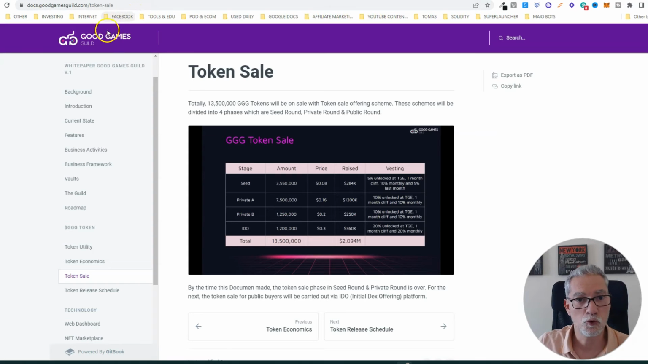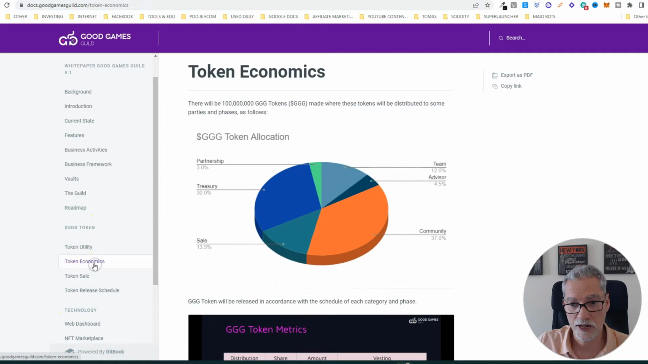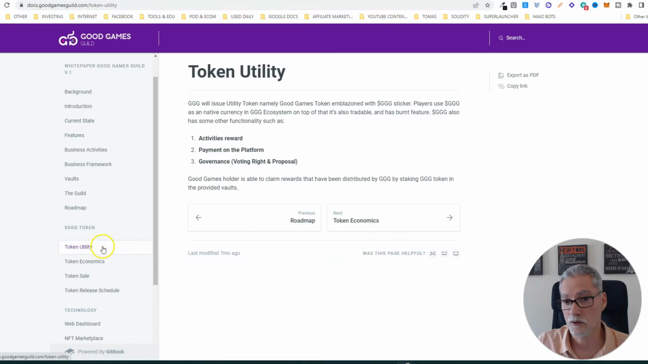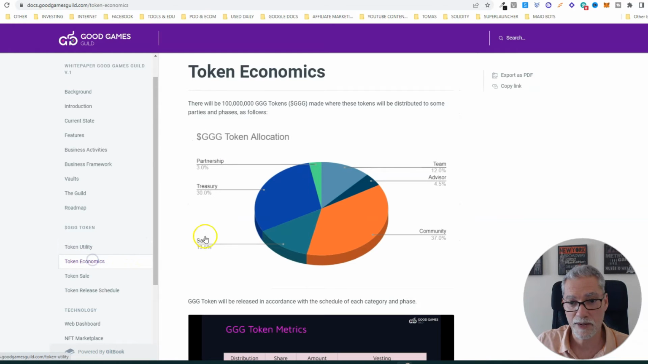So if you go to Good Games Guild Tokenomics, you will see that you have an entire section dedicated to the token. And as you can see here, you have the token utility, which is important. Remember that the token needs to provide value to all the stakeholders, meaning that the token needs to have real utility. Here is the token economics.